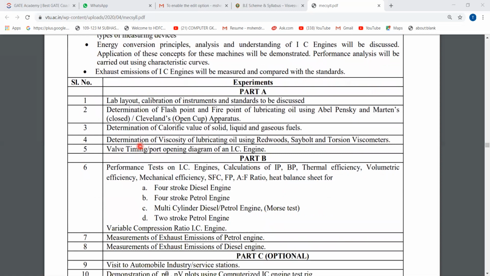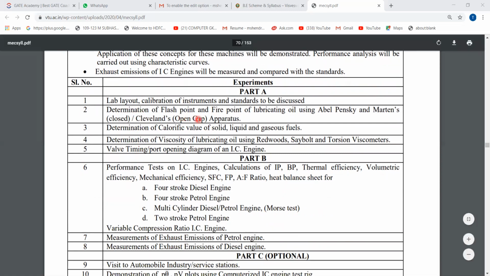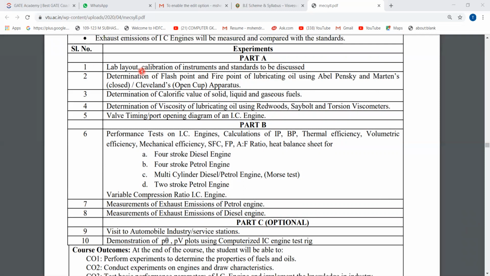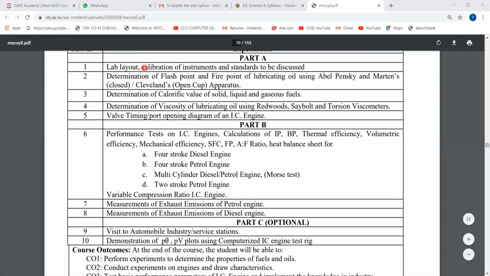Now let's have an overview of the different experiments in your syllabus. Part A is basically a list of minor experiments, and part B is mainly concerned with the major experiments. In part A, the first experiment gives basic information about the lab layout, calibration of instruments, and the standards to be discussed. What should be the structure, or what is the layout of the lab? That will be seen in the first experiment.